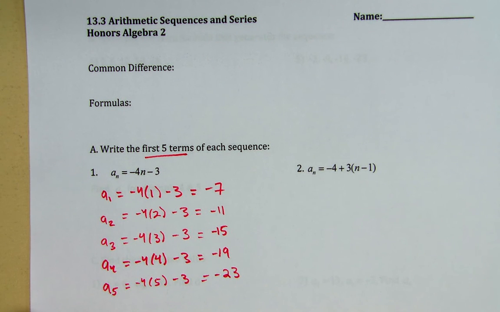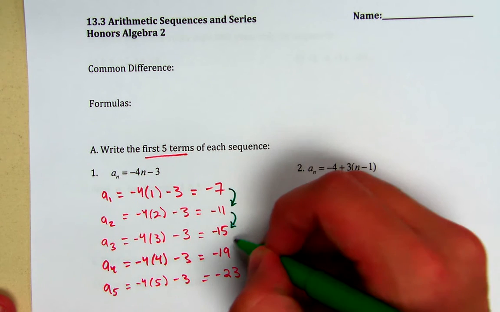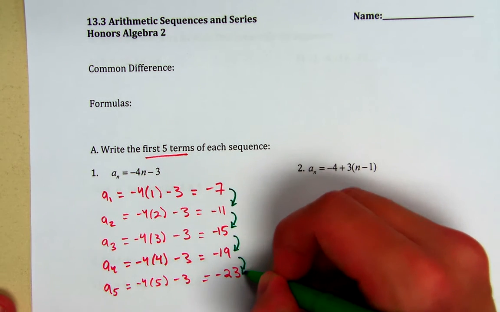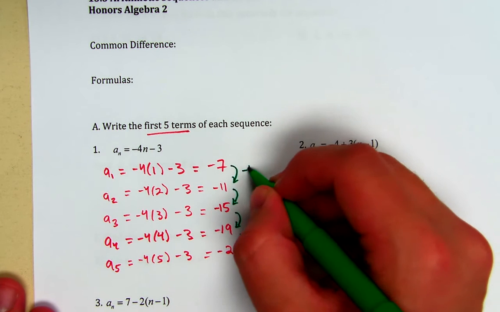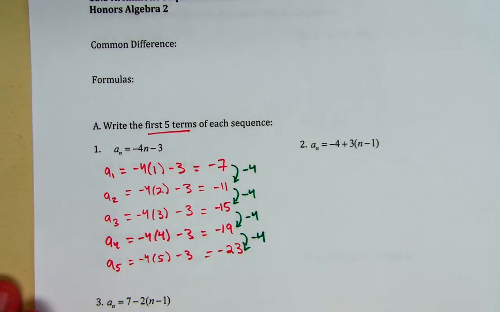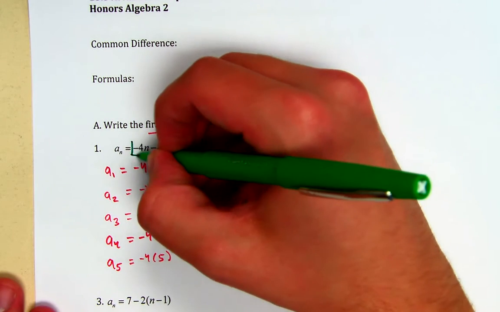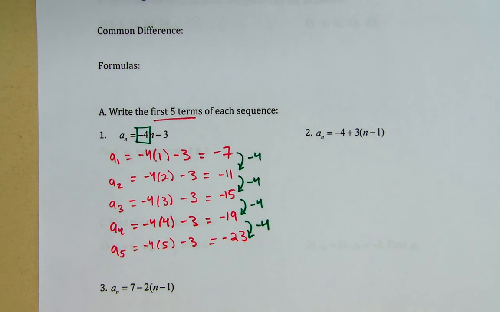Well, let's notice something here. How much am I going up by each time, or down by? Hopefully you look at it and say, I'm subtracting 4 each time. If you're subtracting 4, look how there's a negative 4 in this sequence. It all connects in here. I can write the rule for this. We'll come back to that in a second.